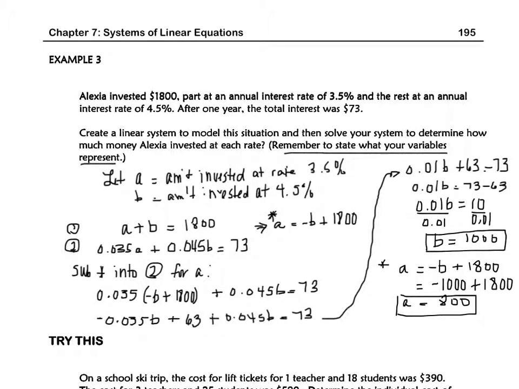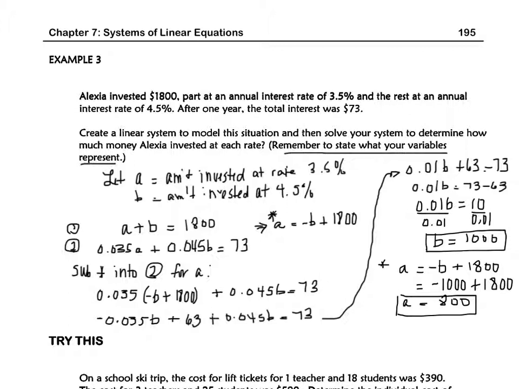So it looks like Alexia invested $800 into the account that paid an annual interest rate of 3.5%, and she invested $1,000 in the account that earned an interest rate of 4.5%. And if you go back and check into your equations, A plus B is equal to 1,800, you will get that 800 plus 1,000 is equal to 1,800.